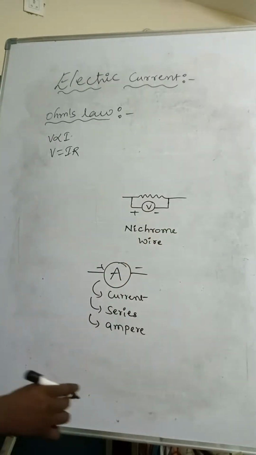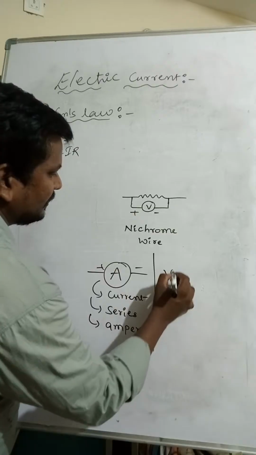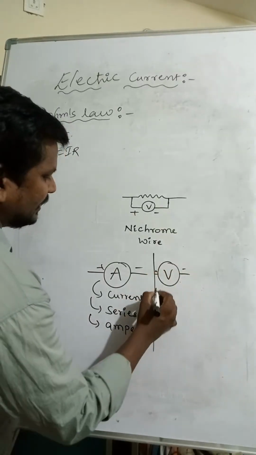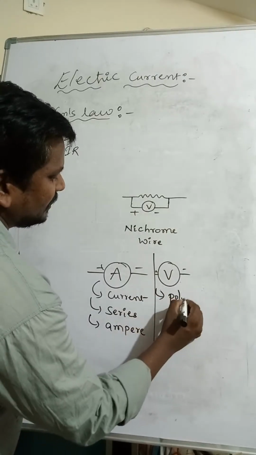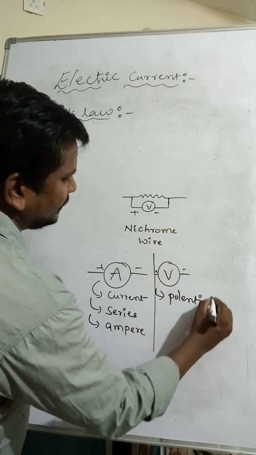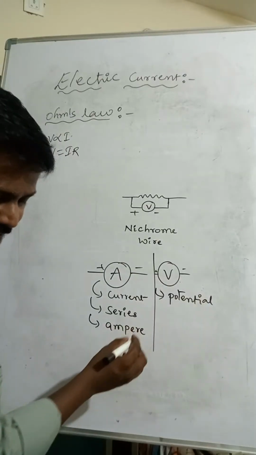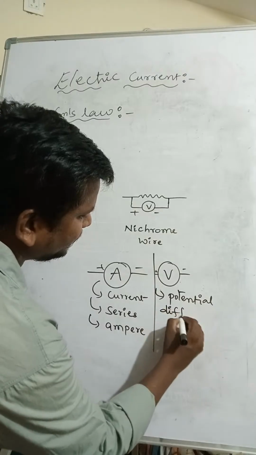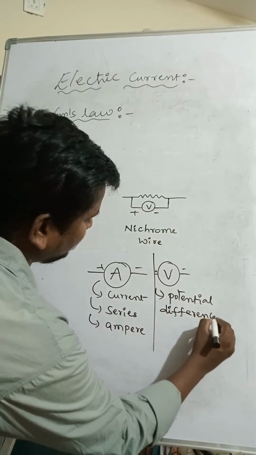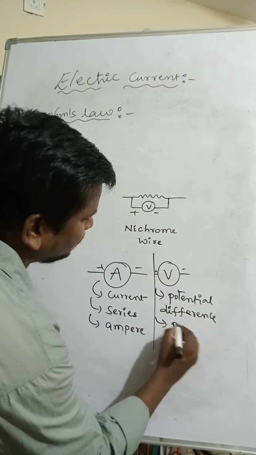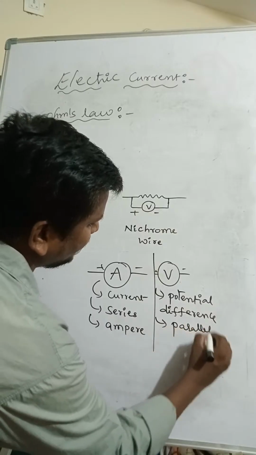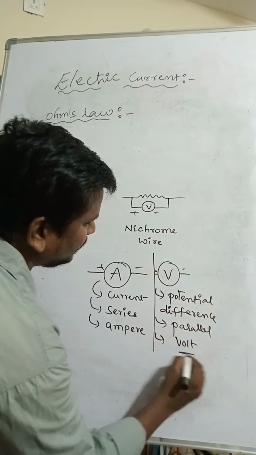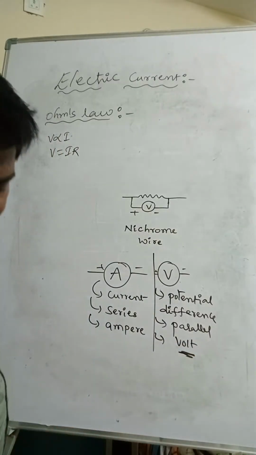So I am considering the voltmeter like this, with a positive terminal and a negative terminal. It measures the potential difference, and it is connected in parallel to the circuit. The SI unit of potential difference is volt.